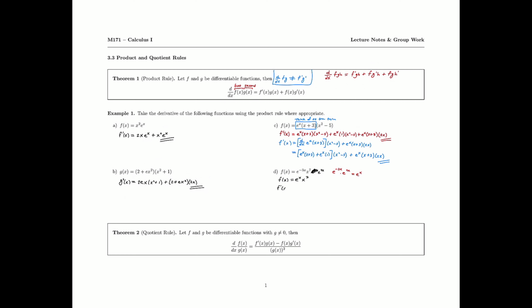Sometimes it is good to simplify before you differentiate. So here we can get derivative of the first times the second left alone, plus the first left alone times the derivative of the second. And there we have it.